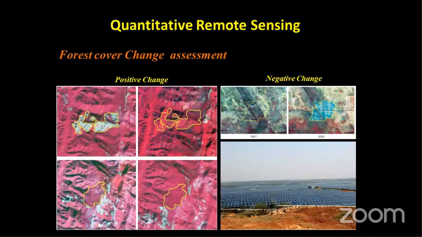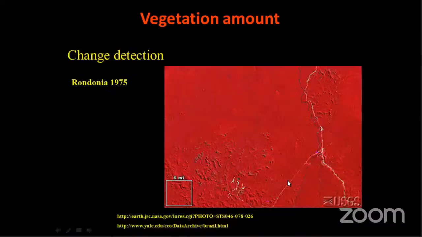See this forest cover change assessment. This is a previous year image and this is the new year image. Here open land converted to forest, while there is also density change. There is open forest and medium dense forest. Similarly, there are negative changes that can be assessed through this remote sensing technique. This was a solar system near Rajasthan. Some portion is there, and the forest is converted into a solar panel system.